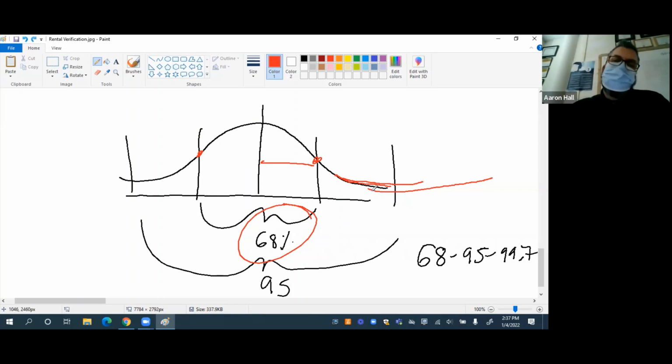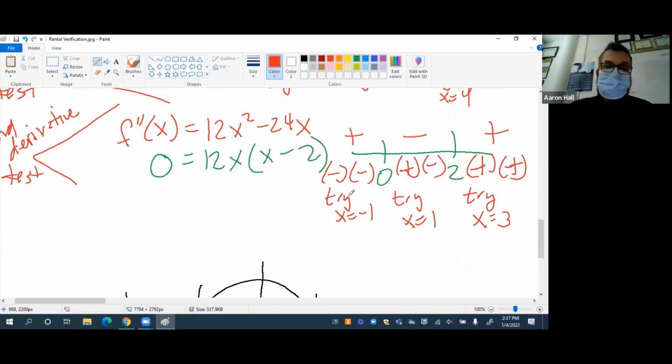So that's the only thing I wanted. What is an inflection point? Where the concavity of the graph changes. The concavity of the graph changes from concave up to concave down, or vice versa.